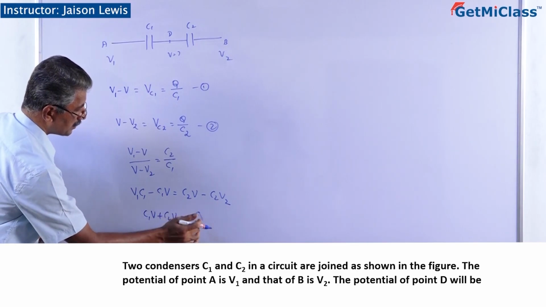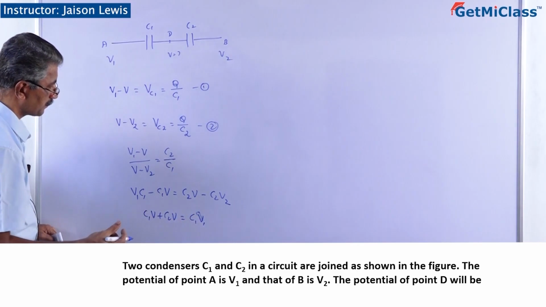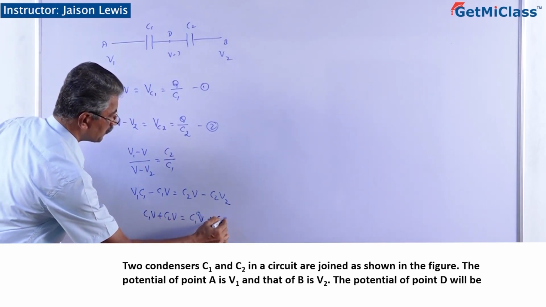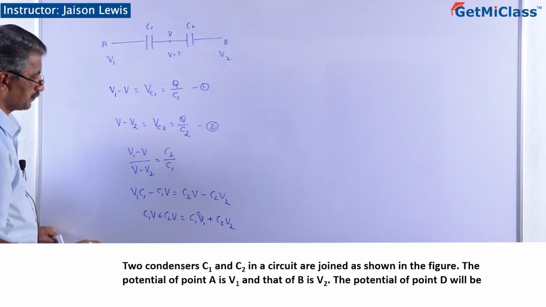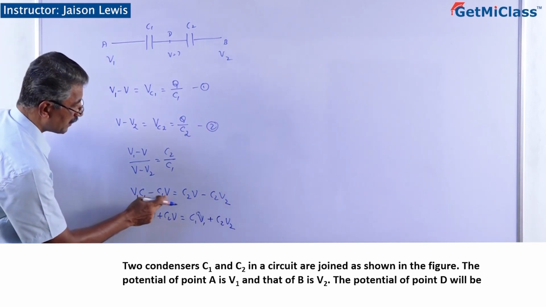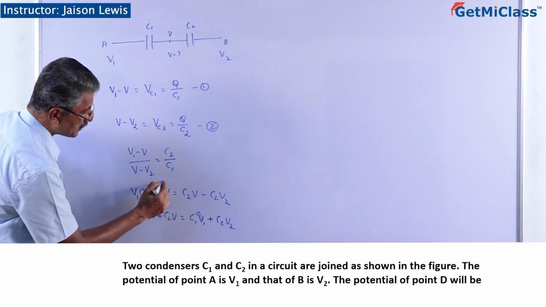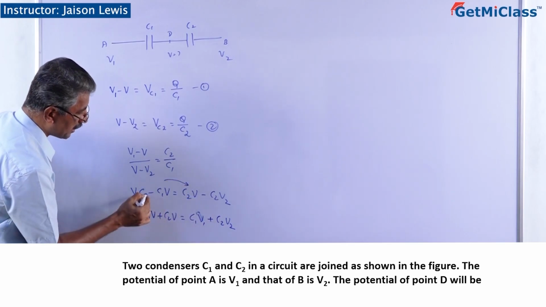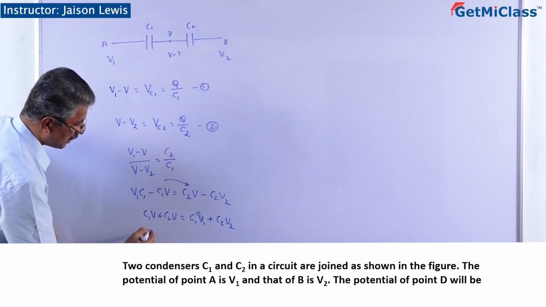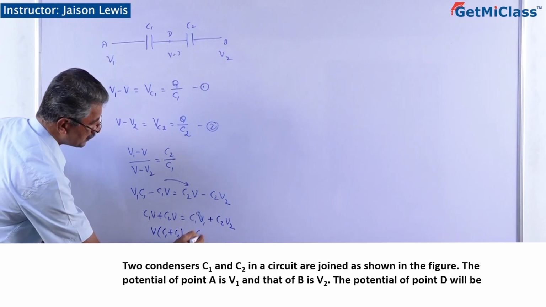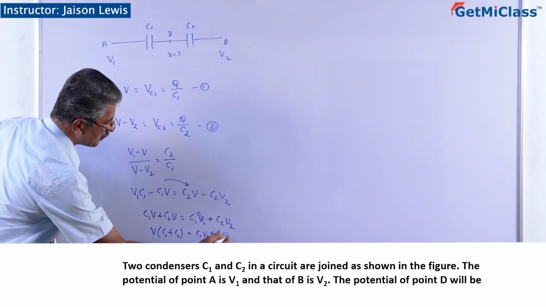C1V1 plus C2V2. C1V and C2V, you are adding; you are transferring this to the other side, and this one is shifted to the other side, so therefore it's a plus. Therefore V is common there: C1 plus C2 times V is equal to C1V1 plus C2V2.